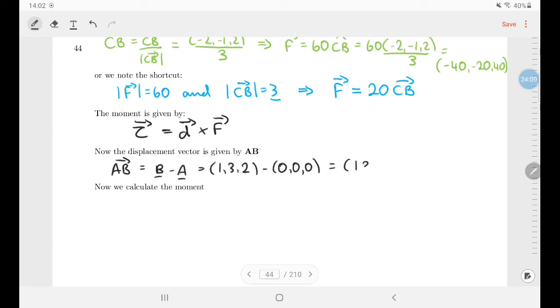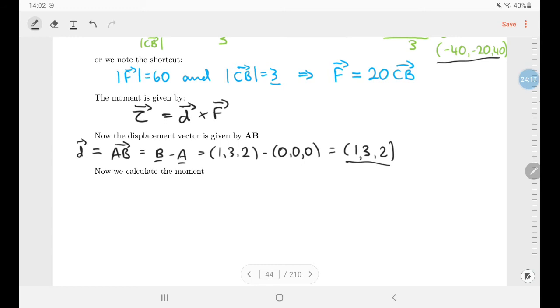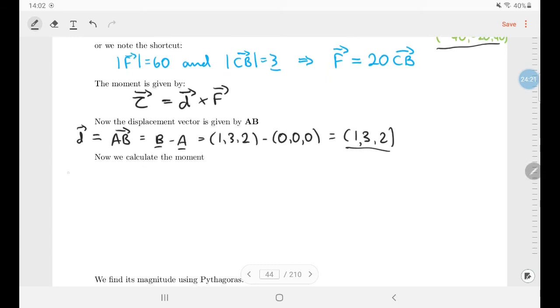1, 3, 2. So we have a force up here in the top right corner. We have a displacement, and the cross product of the displacement and the force will give us the moment, and then the question asks us to find the magnitude of the moment, so we'll do that. So let's find the moment. So the moment of this force is displacement cross product with force.